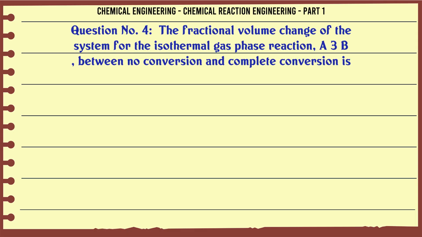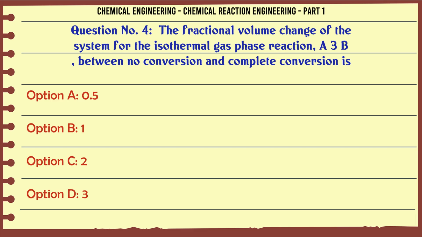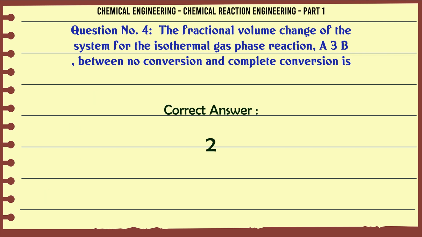The fractional volume change of the system for the isothermal gas phase reaction A → 3B, between no conversion and complete conversion, is A. 0.5, B. 1, C. 2, D. 3. The correct answer is 2.